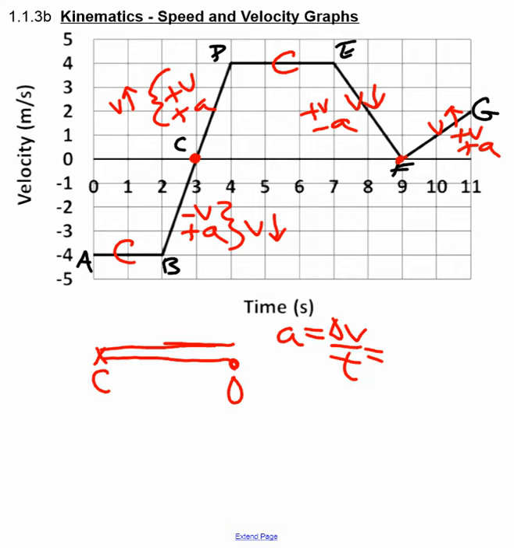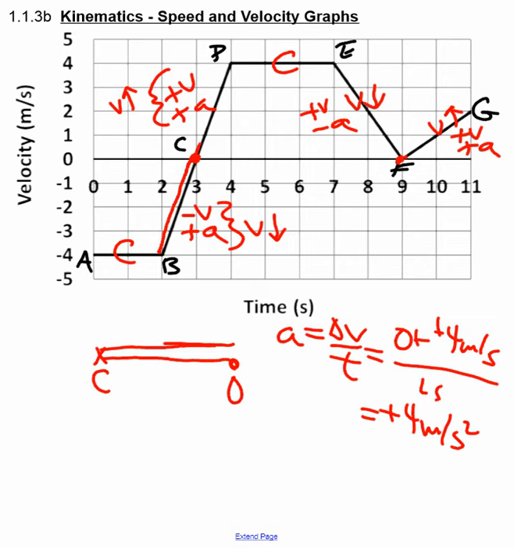so we go from -4 to 0, so 0 minus -4 meters per second over 1 second, or +4 meter per second squared, which is exactly what we said. We should have a positive acceleration. Note that the acceleration for interval BC is exactly the same as the acceleration for interval CD. So this object was going in some direction, slowed down, stopped, and went in the other direction without changing its acceleration at all.